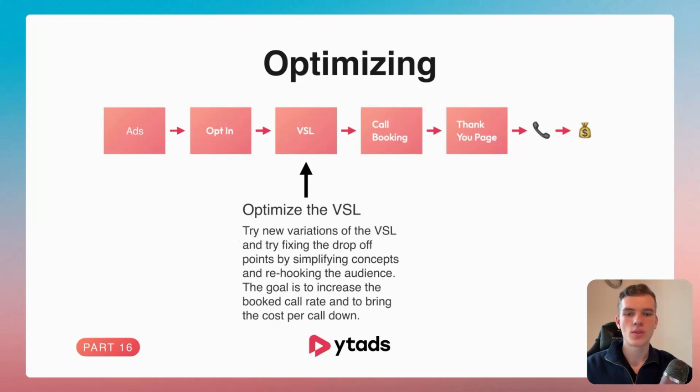And the next step is optimizing the VSL. Try new VSL variations and try fixing the drop-off points by simplifying concepts, so not telling them the exact concept, only describing it, and rehooking the audience. The goal is to increase the booked call rate and bring the cost per call down. So more of the leads should book a call, and therefore the calls should get cheaper for you, which means you get more calls, more people to sell to.